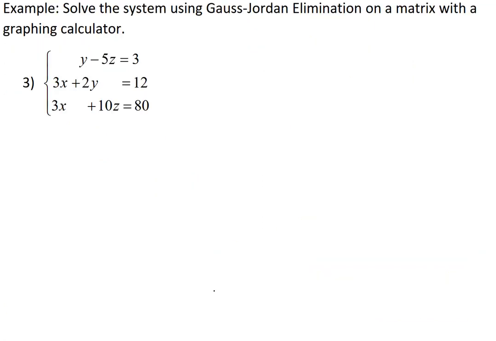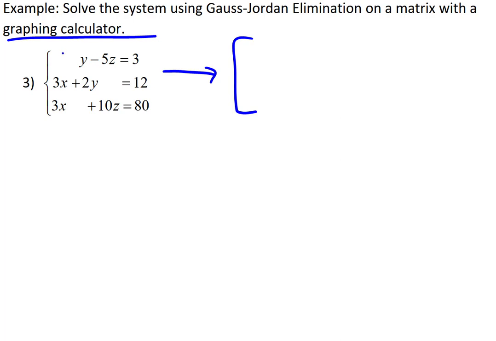Let's try a third example where we want to solve the system using Gauss-Jordan elimination on a matrix with a graphing calculator. And this time our system is given, and we're going to convert that directly to an augmented matrix, as you know by now. Now observe in this system, let me read some of the equations. It's just y minus 5z equals 3, 3x plus 2y equals 12, and 3x plus 10z equals 80. Remember that we have to understand the layout or structure of the system so that we make sure we understand the layout and structure of our augmented matrix.